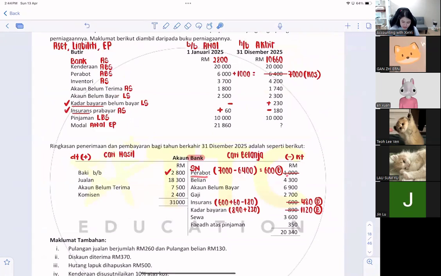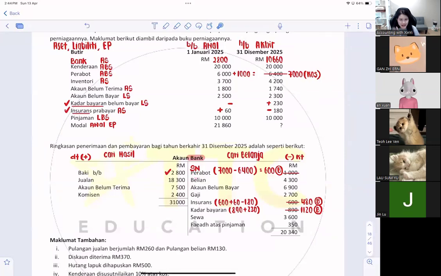If I buy, of course, it will ditambah ke dalam ABS ma. So we have nothing to use for the 1,000 already. So why not just fill this section up with your susut nilai? Because anyhow, you have to write that. Okay, yeah? So SN perabot is the first step.